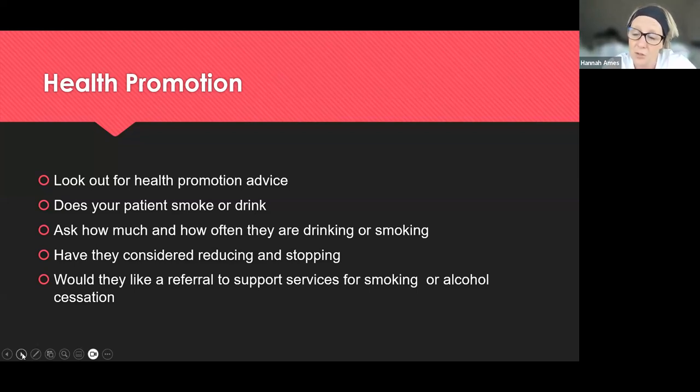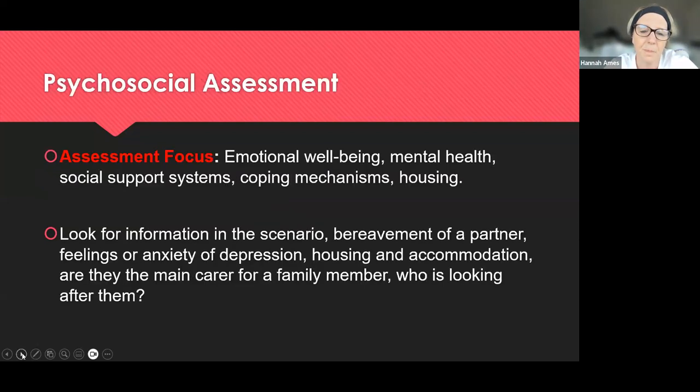Again, not saying that you are going to refer them, but offering that choice, seeing if they've given up in the past and if they've had any difficulties with that, and maybe look at a way that you could work with them to overcome those. So always keep a lookout for health promotion.